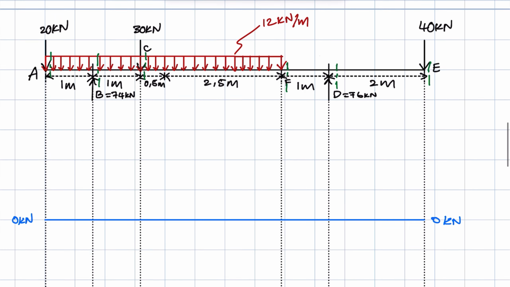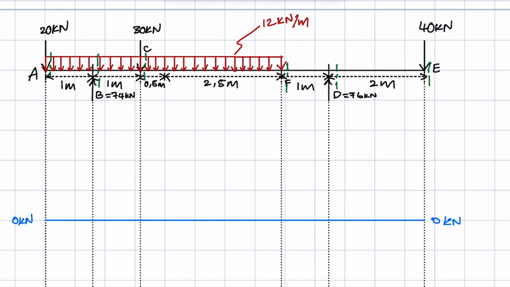Now if you look at point B, on the left of point B we have a portion of the UDL, meaning you are going to have a section on either side of point B. The same with point C, there's a UDL on the left of C, so you're going to have a section on either side of point C. The same with point F. Now if you look at point D, there's no UDL on the left of D, so you're only going to have a section on the right of D, as well as at point E, you're going to have a section on the right of point E.